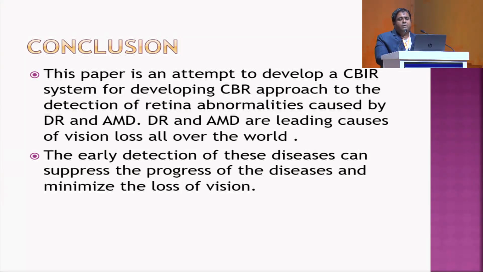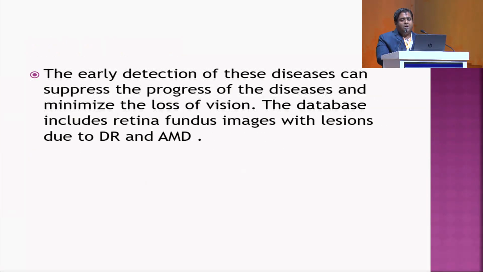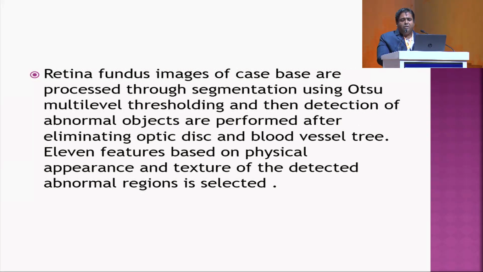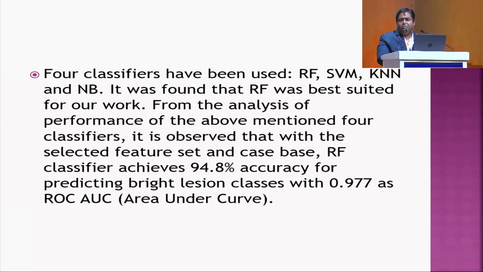So, in conclusion, my paper is an attempt to develop a CBIR system, using a CBR approach, for the detection of retina abnormalities caused by diabetic retinopathy and ARMD. Early detection of the disease can suppress the progress of the lesion and minimize the loss of vision. Here retina fundus images are taken and processed, Otsu multi-level thresholding is done, and 4 classifiers are calculated. Afterwards we found that the RF classifier has 94.8% accuracy for predicting bright lesions, with the area under the ROC curve.